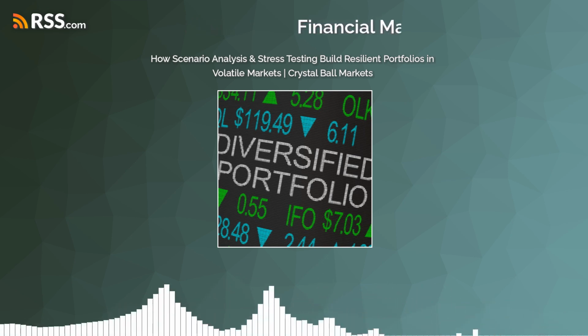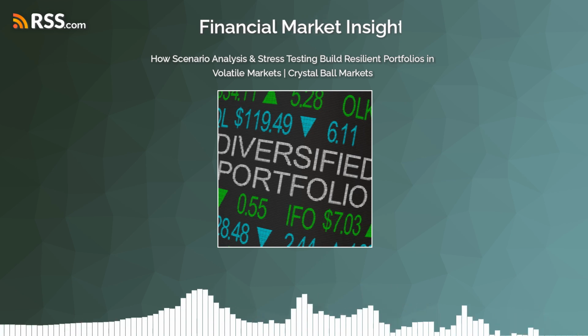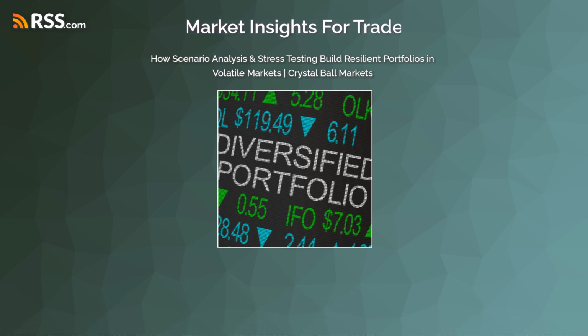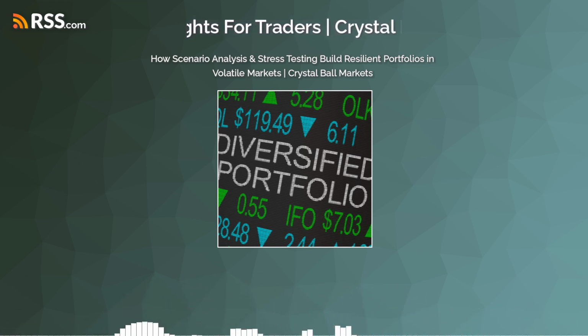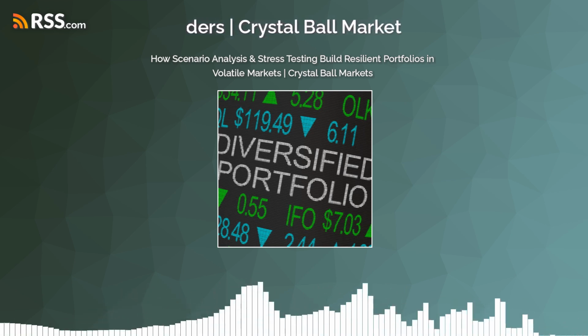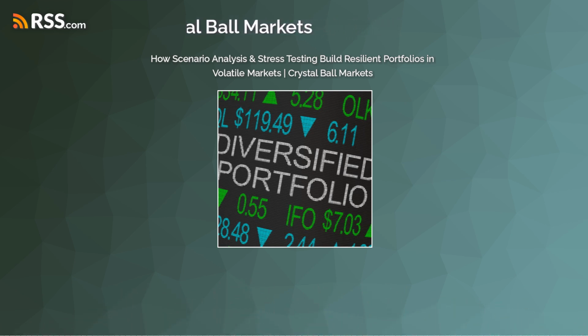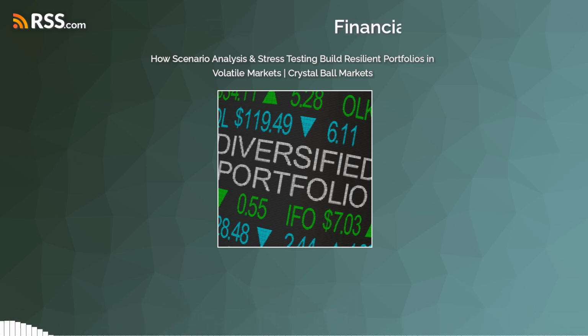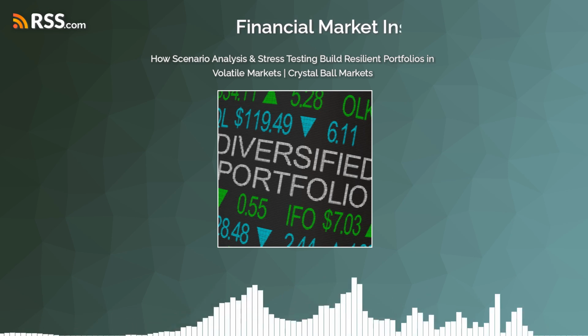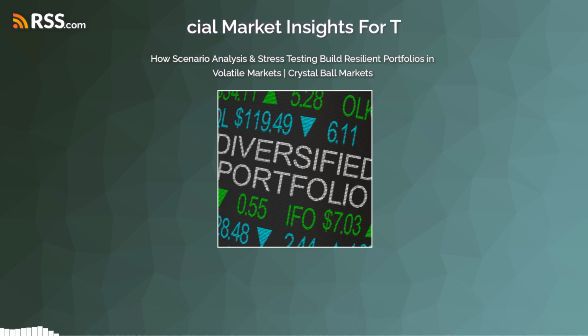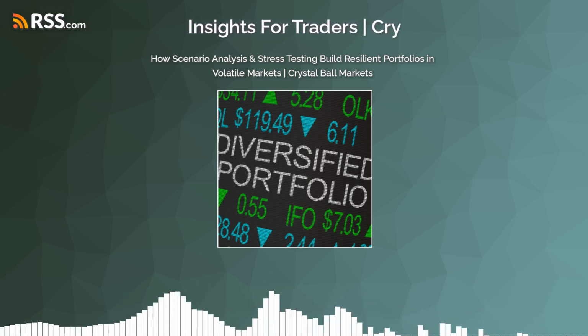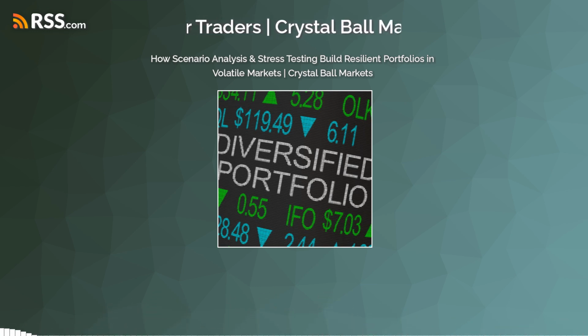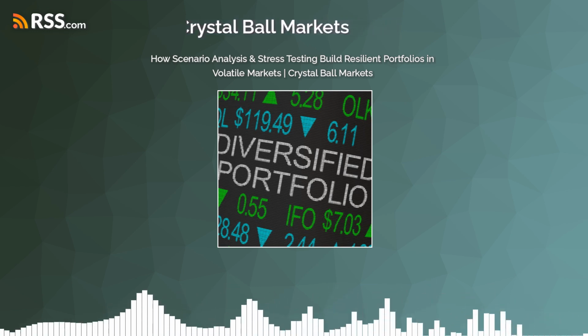Number 3, ignoring liquidity. A stress test might show you can handle losses on paper, but if you don't have cash when you need it, you're still in trouble. Number 4, failing to act. Insights are useless unless they lead to actual portfolio adjustments. And number 5, overconfidence in so-called safe assets. Even bonds or gold can behave unpredictably under stress. That's why diversification is non-negotiable.